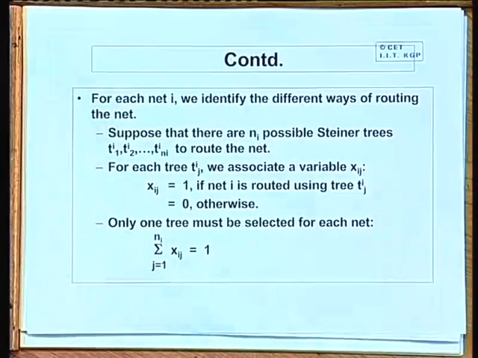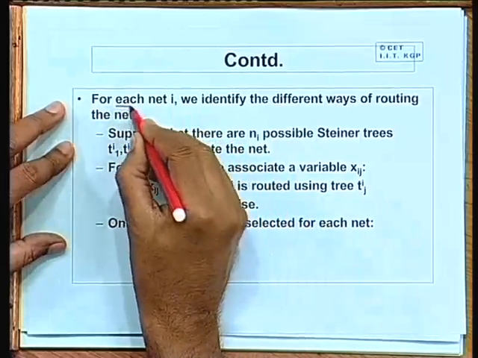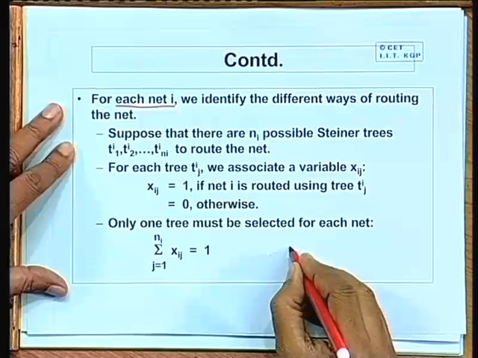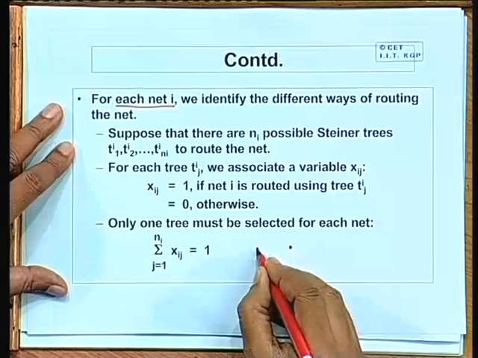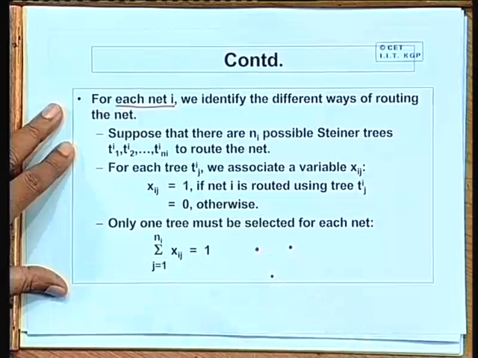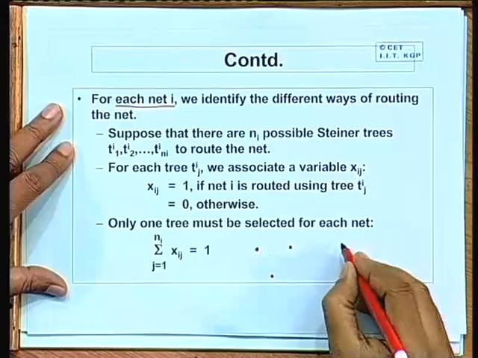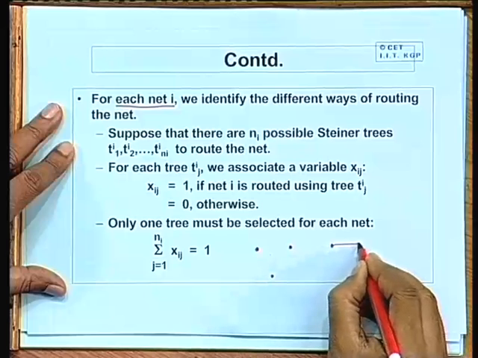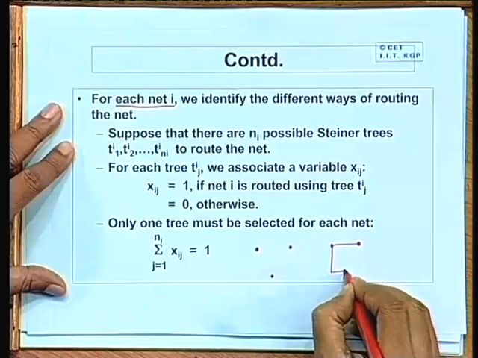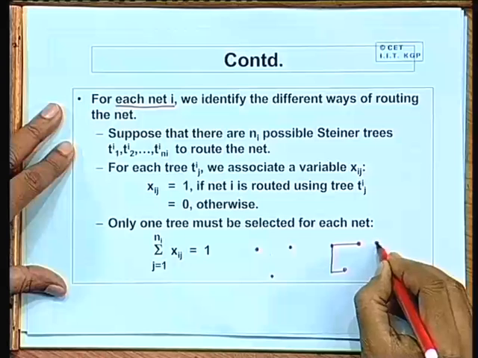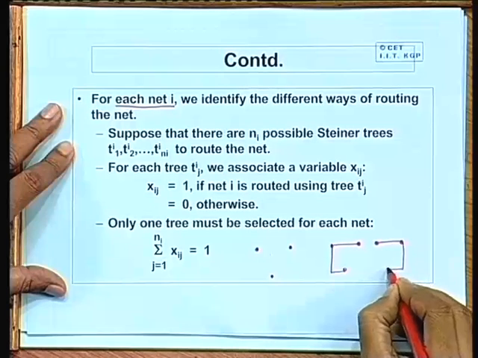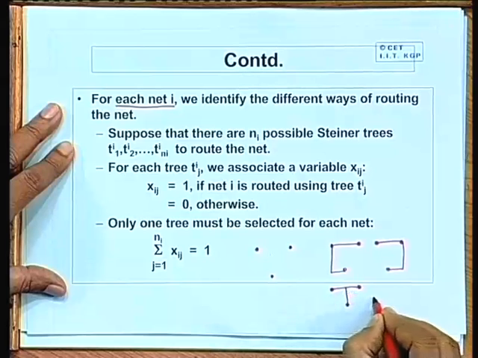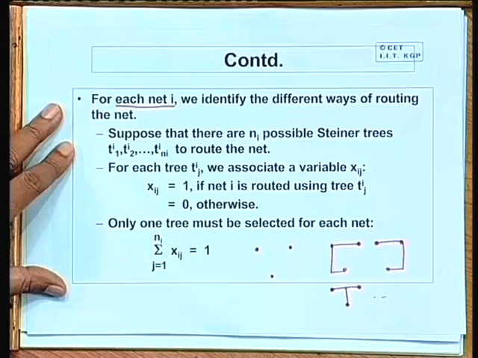Now the idea is this: for each net I, suppose net I says I have to connect these 3 pins. I can say that there are several different ways of connecting them. I can connect them like this, I can connect them like this, I can connect them like this, and so on. There may be a number of other methods also.